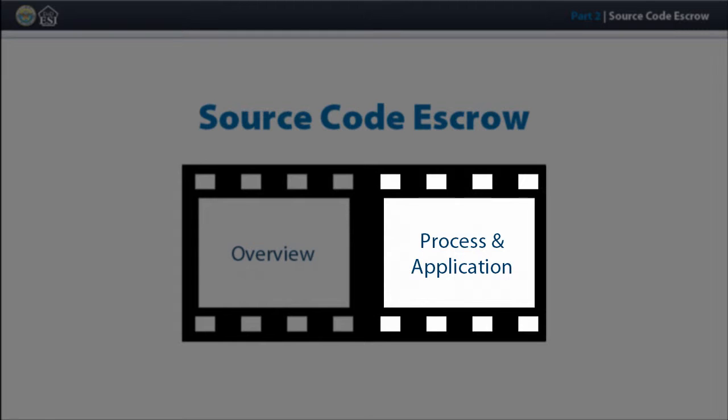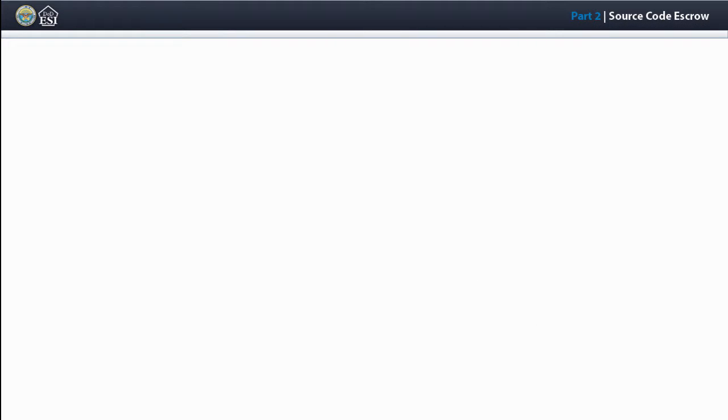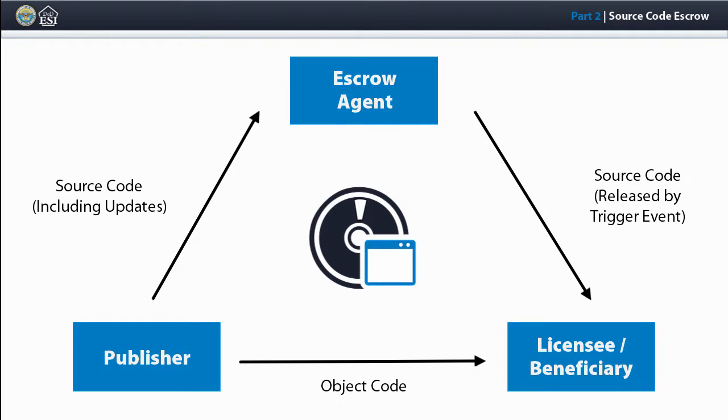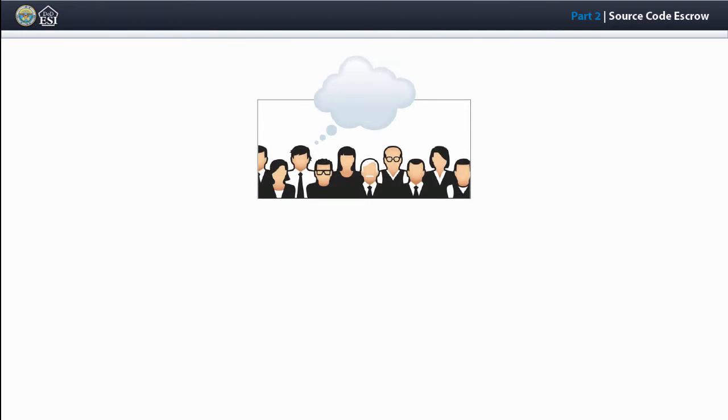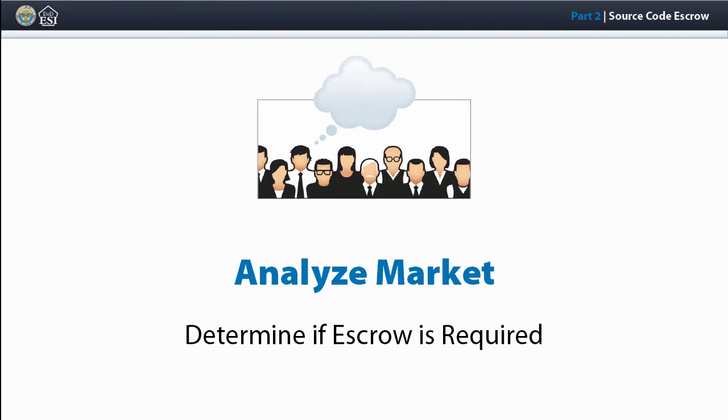This is the second of 2 tutorials covering the concept of source code escrow. Let's take a look at how the source code escrow relationship typically works. The government should analyze the market and companies who offer the software needed to determine if source code escrow should be required. We will cover the best way to analyze whether escrow should be required in a forthcoming section.